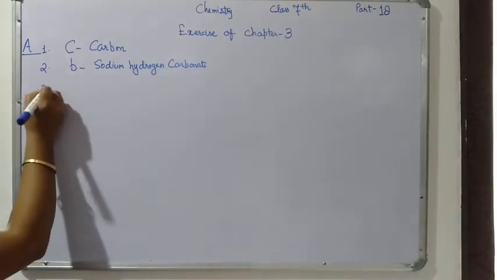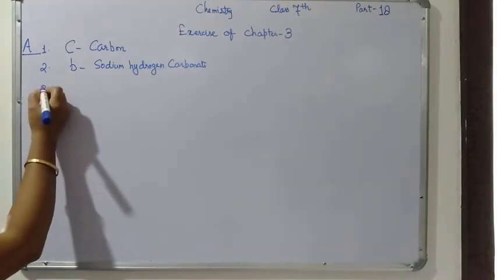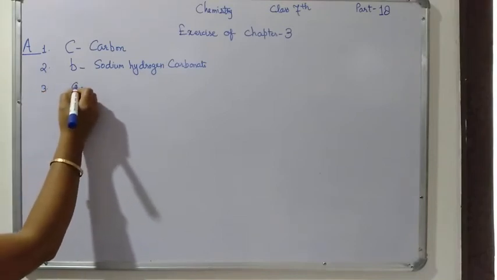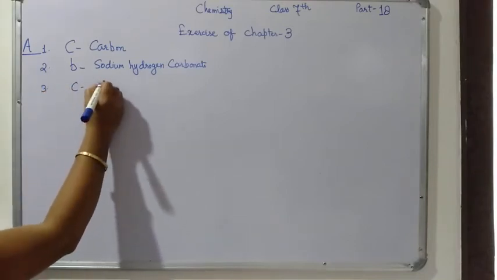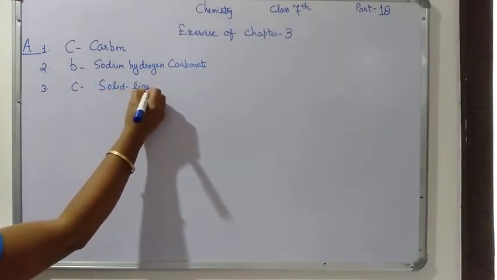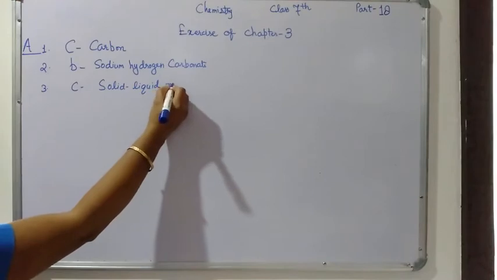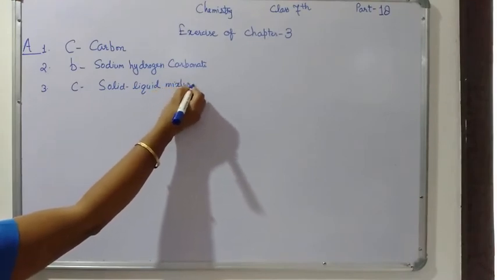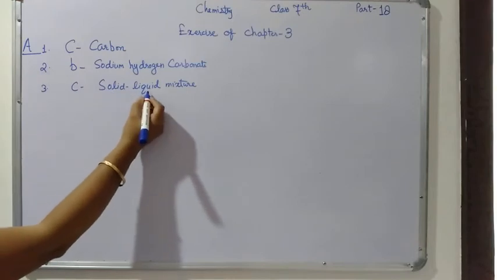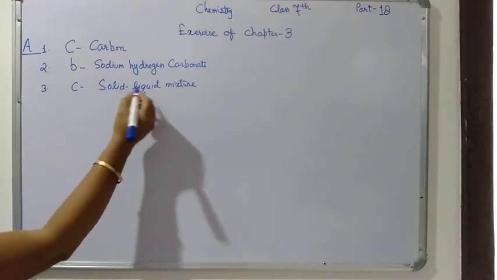Now third one, a mixture of coconut powder and water is a, your correct answer is C, solid liquid mixture. Because coconut powder is a solid and water is a liquid, so it is a mixture of solid liquid.